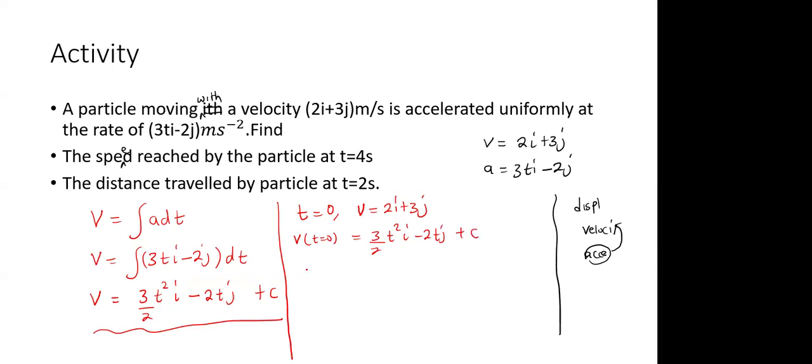So here we shall have 2i plus 3j is equal to 3 over 2 times 0 squared i minus 2 times 0 j plus c. Clearly, you'll see that this side will remain with the c, and this side we shall have 2i plus 3j, and that is our vector c.